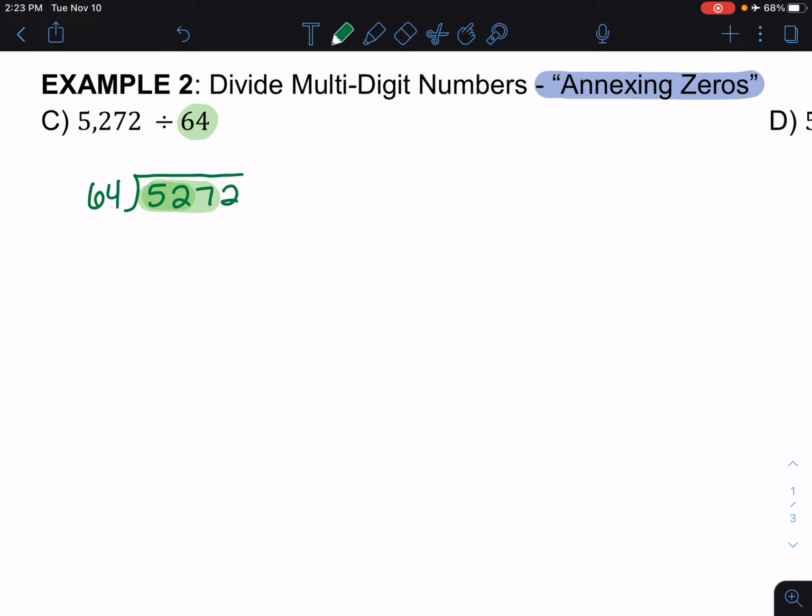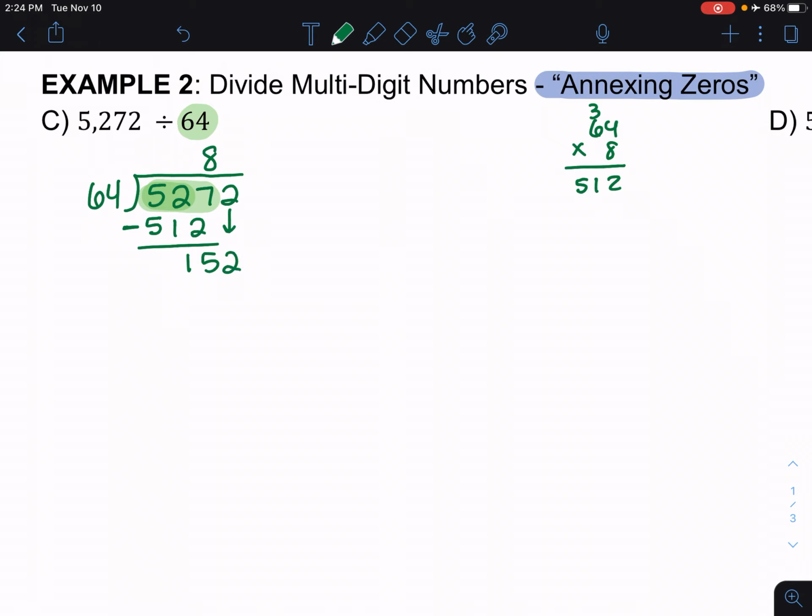I'm going to move it over a little bit. 64 times 8. 8 times 4 is 32, carry the 3, 8 times 6 is 48, plus 3 is going to be 51. So 512, that's pretty close to 527, and if I do 64 times 9, it's going to be too big. So my first one is going to be 8. So 8 times 64 is 512, and then I subtract. So 7 minus 2 is 5, 2 minus 1 is 1, and then I'm going to bring down the 2.